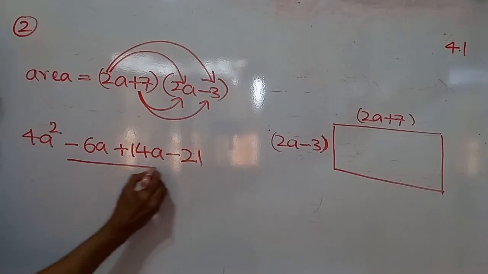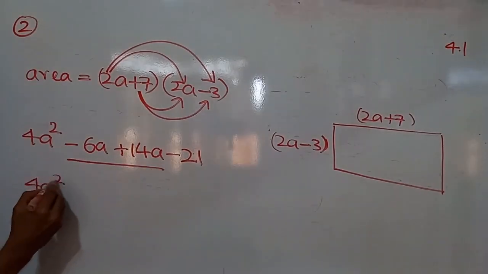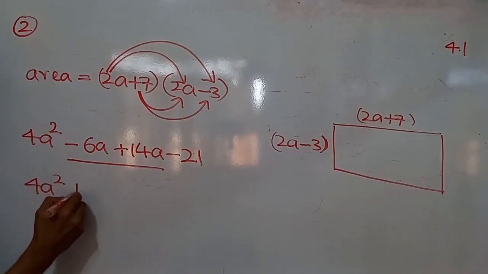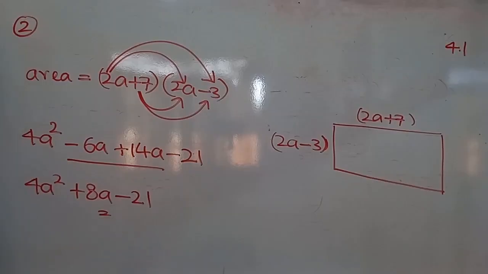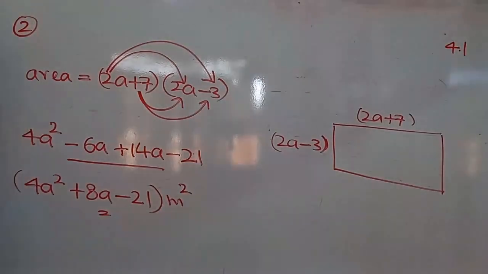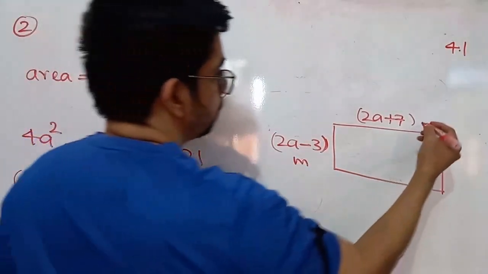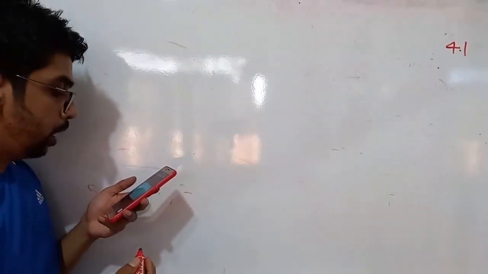So these are like terms. So 4a squared, and here the simplification is positive 8a minus 21. So that is the answer. And the answer should be in square meters, because the length and also the breadth have been given to us in meters. Okay, question number 3.